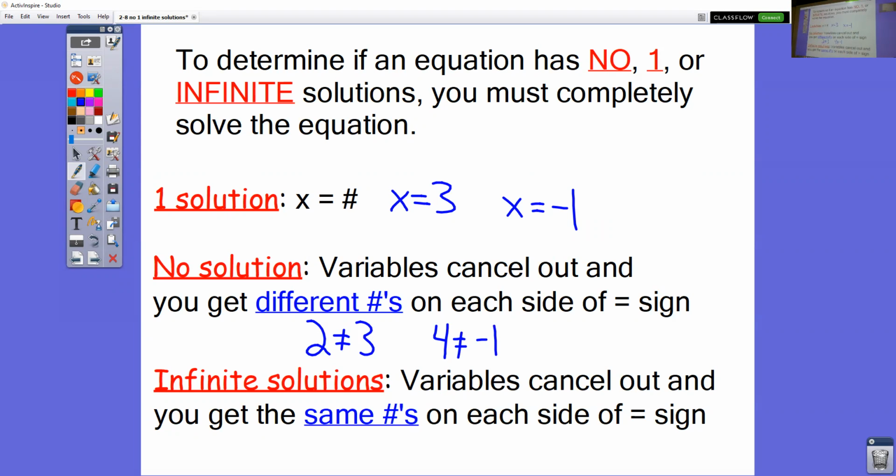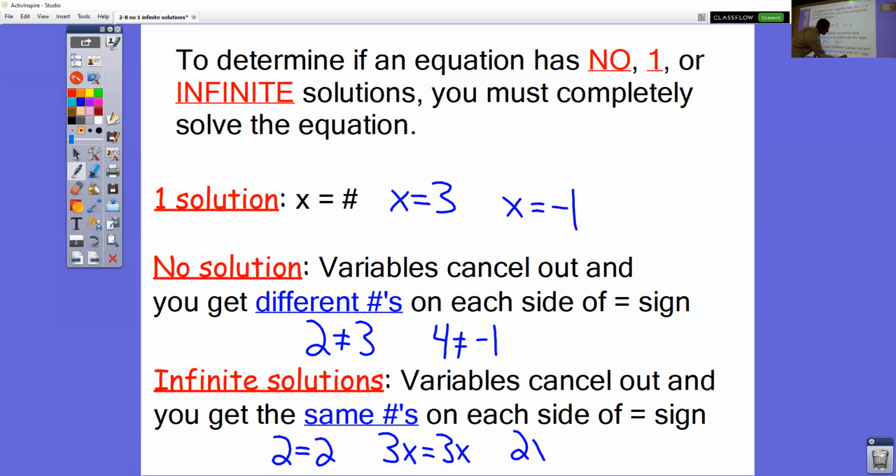Then you're going to get infinite solutions. With infinite solutions, all the variables are going to cancel out. So again, your letters will cancel out sometimes, and you'll get the same numbers on both sides of the equal sign. So you're going to get answers that look like this. 2 equals 2. Or, depending on how you solve it, you might get like 3x equals 3x. You'll get the same thing on both sides of the equal sign.